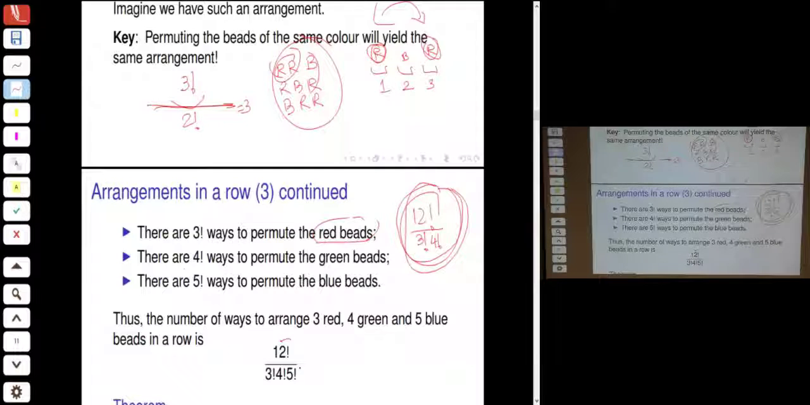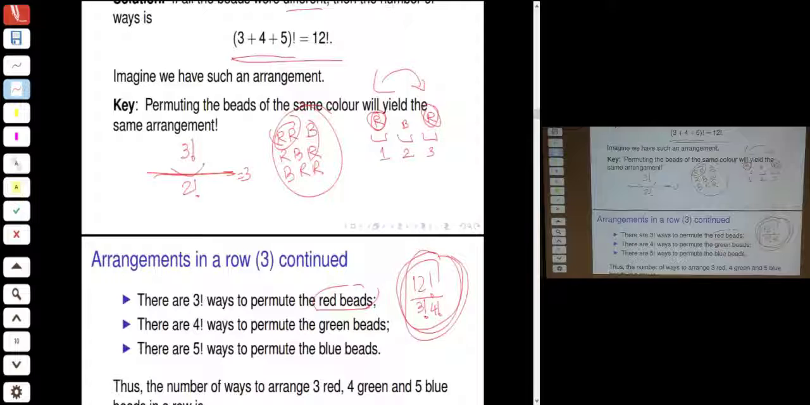And now, this is the total number of arrangements possible if you were arranging 12 beads, of which 3 are red and 4 are green, and the rest were all distinct. But you know that the rest are actually not all distinct, but the remaining 5 are all blue. They are all of the same color. So you have to make a deduction because of the assumption that the remaining 5 beads are blue. How do you do that? Well, look at these 5 beads. How many ways are there of arranging these 5 beads among each other? There are 5 factorial ways.